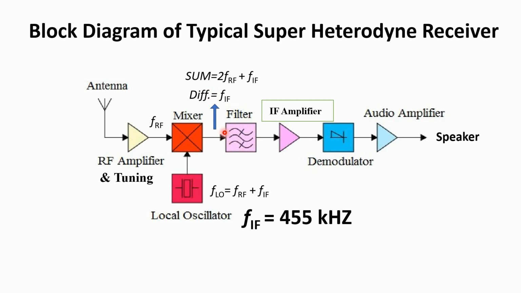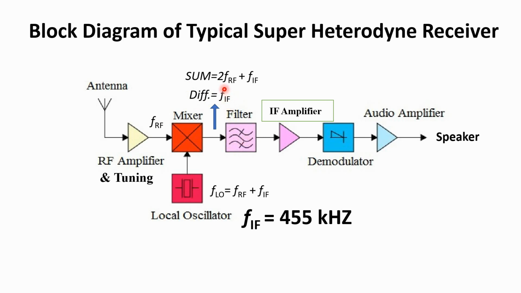This filter is nothing but the IF filter. It is tuned to allow only the FIF signal, right? So it rejects the sum frequencies and allows only the difference frequency, because out of these two signals, sum and difference, the difference frequency is the lowest one. And at the demodulator we are interested in the low frequency signal, because the information signal is always contained in low frequency, right? Information is always at low frequency.